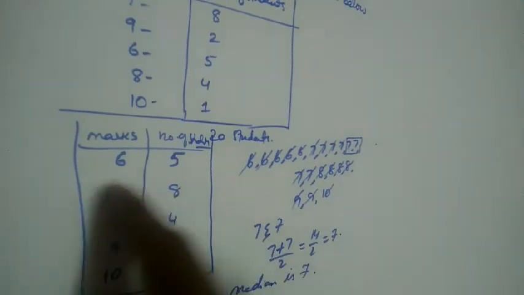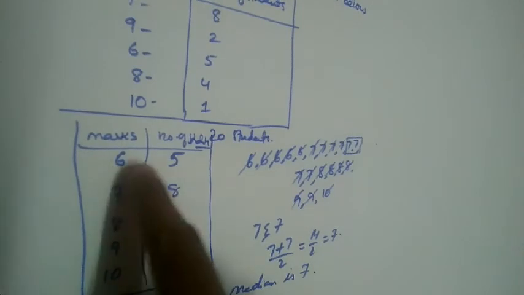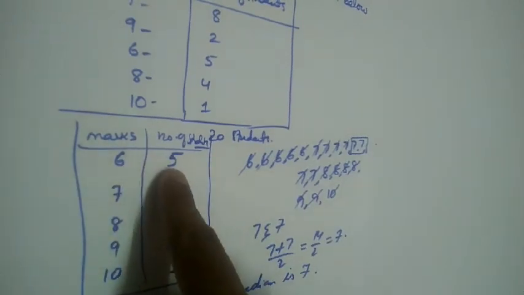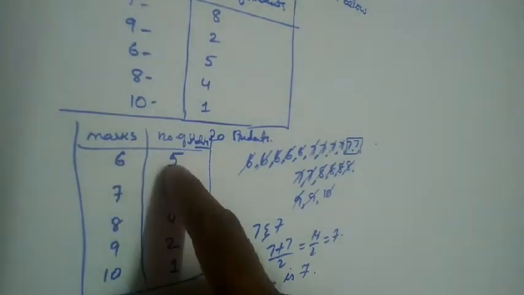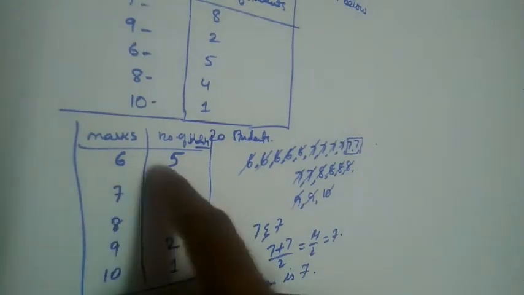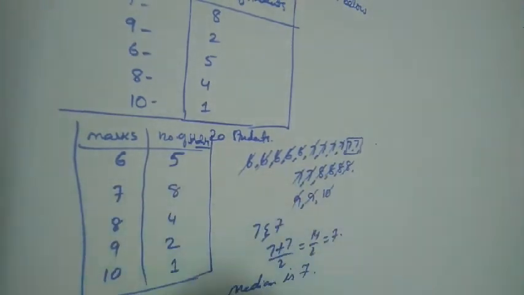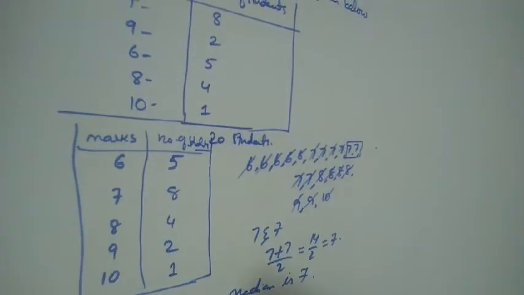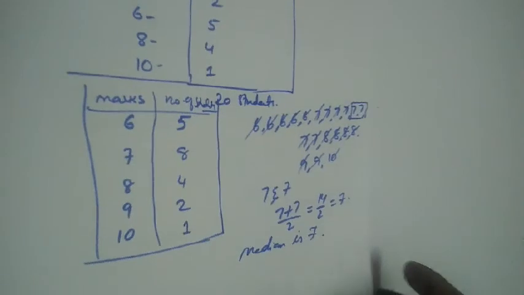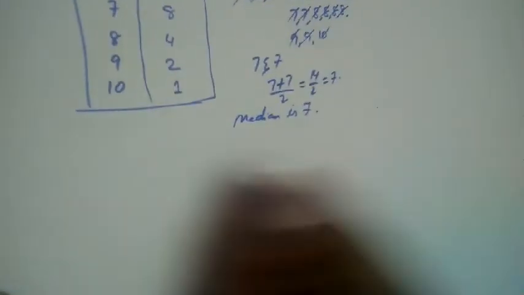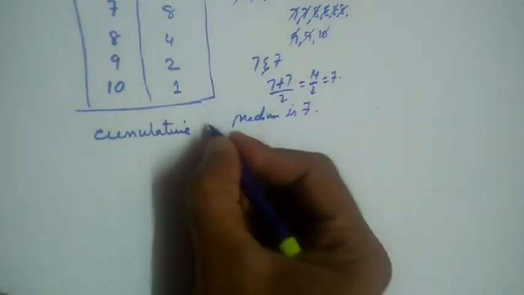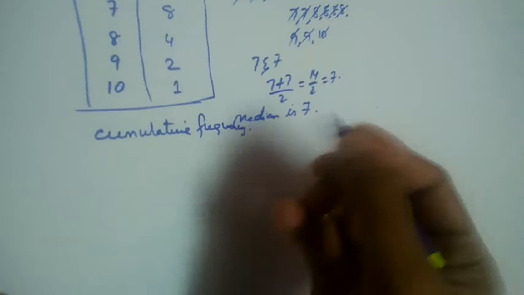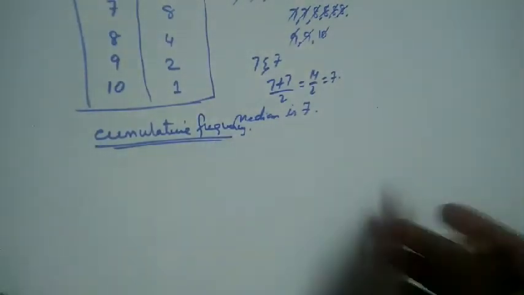But what if 6 marks were obtained by 100 students? If the frequencies are big, for example, if 6 marks were obtained by 100 students, 7 marks by 50 students, we cannot write 600 times and 750 times and so on, right? So there must be another method. This is where we will learn the cumulative frequency concept. Let us see what cumulative frequency is.